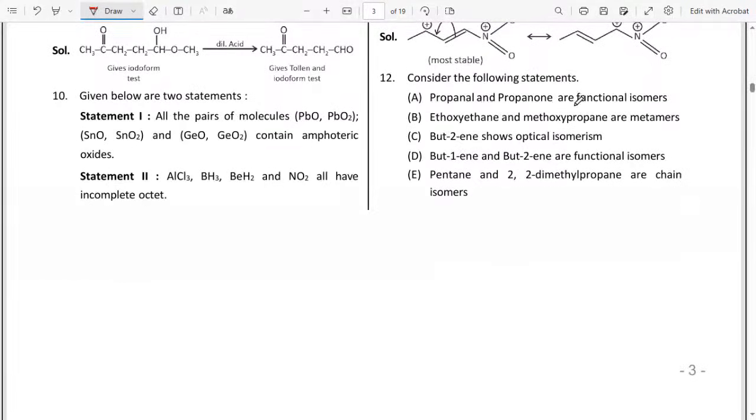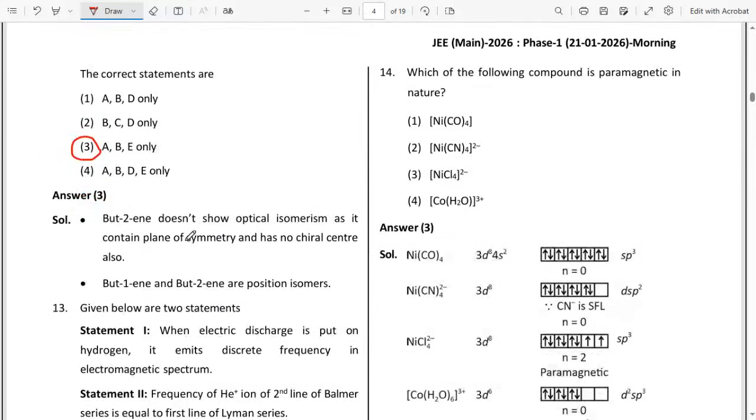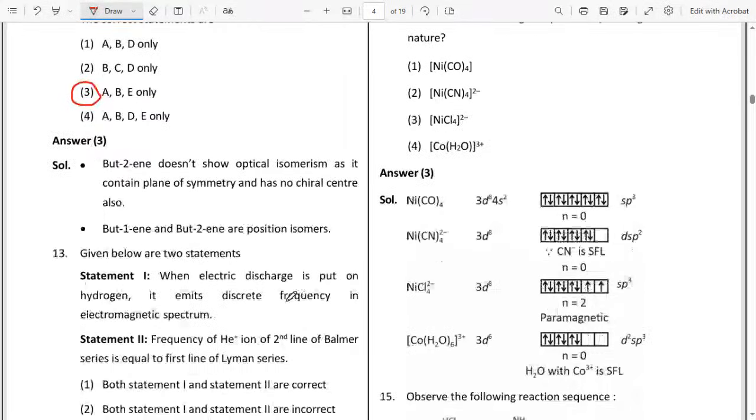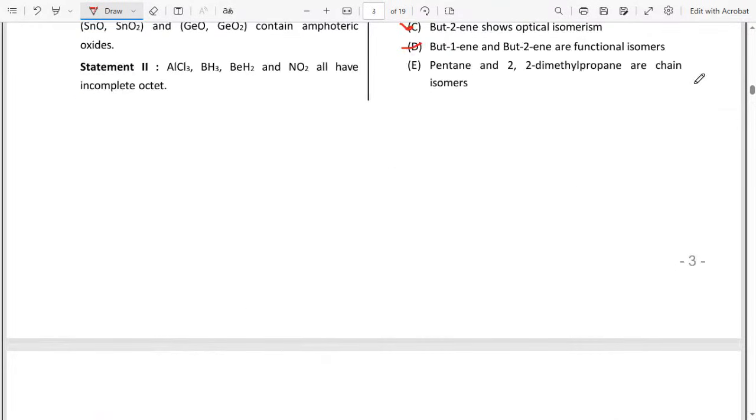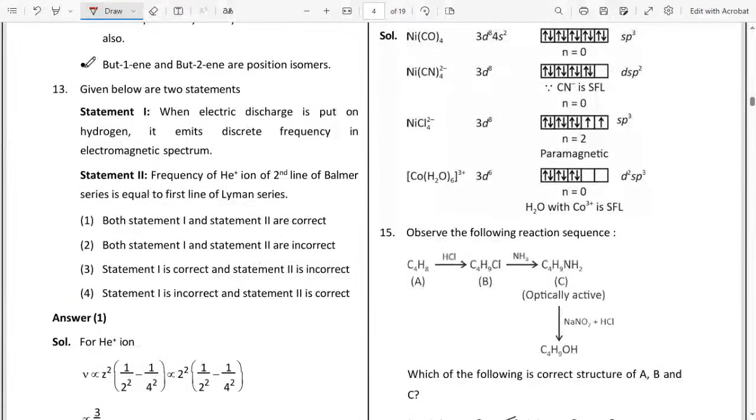Propanol and propanone are functional isomers, right? So this is correct. Ethoxyethane and methoxypropane are metamers. This is also correct. But-1-ene and but-2-ene are functional isomers. This is not correct, students. But-2-ene does not show optical isomerism, as it contains a plane of symmetry and has no chiral center. Also, but-1-ene and but-2-ene are position isomers, right? So it is not going to have this, or chain isomerism, right?